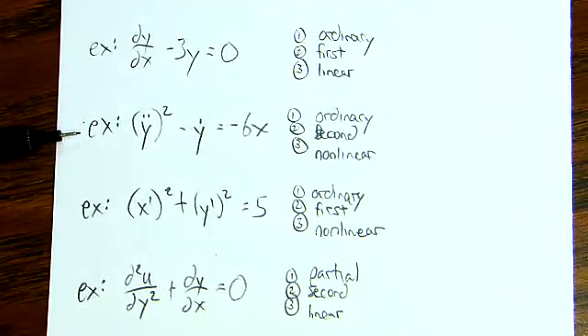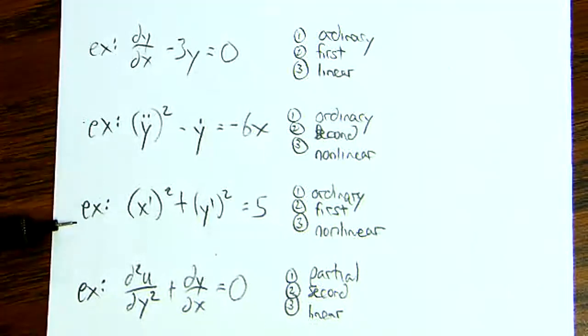And based on the right-hand side, we can assume that the independent variable is x. But the only derivative that's been taken is of y, and we have to assume it's with respect to the same independent variable. Thus, this is an ordinary differential equation. I see a second derivative present, so it is a second order differential equation. And since I have a derivative of y times a derivative of y, that is, the second derivative is squared in this case, this is nonlinear.